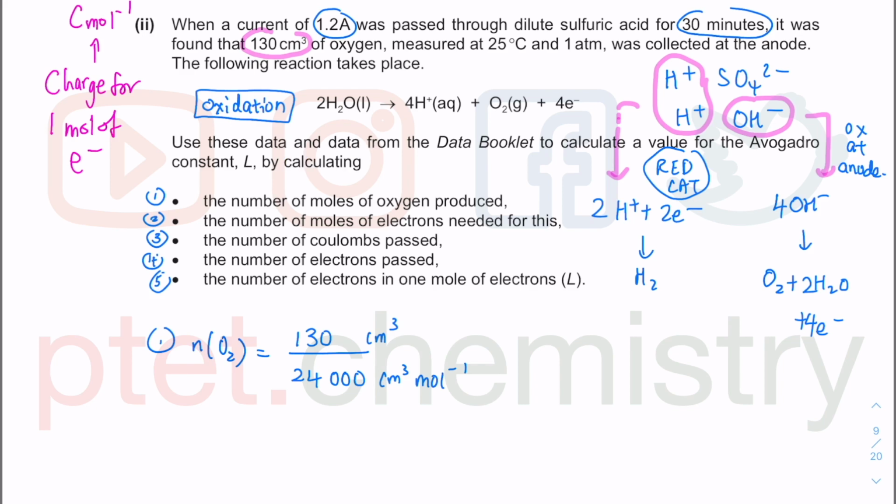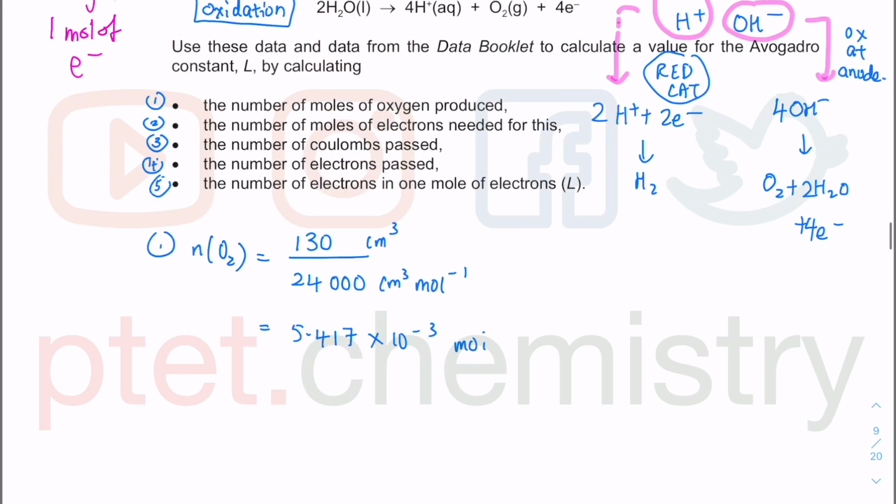So we calculate and put it into a calculator. 130 divided by 24,000, I get 5.417 times 10 to the minus 3 mole. I don't want to round up too early, so I just leave it as 4 significant figures for the time being. That should be enough.